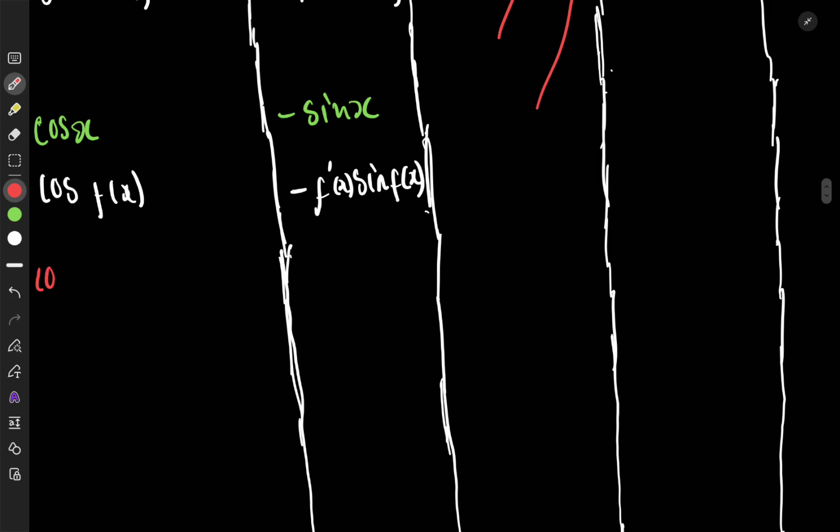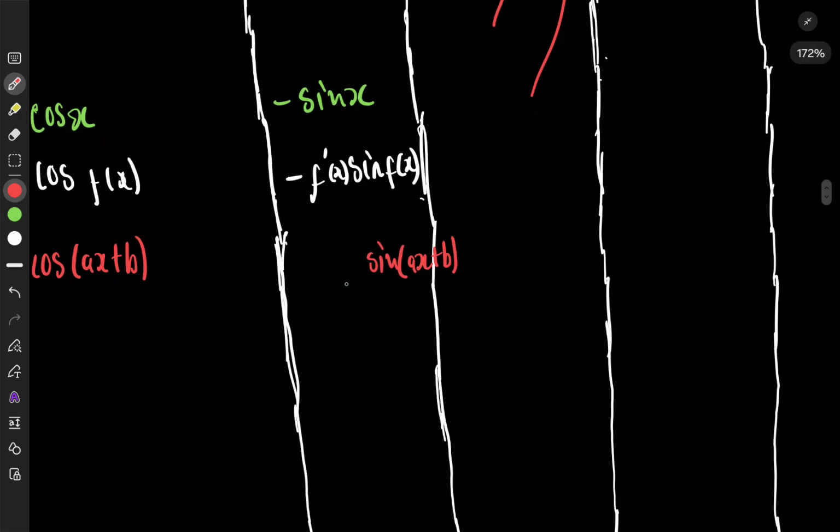Now, what about if it is cos of ax plus b, okay? We know that the derivative of cos is negative sine, so it is negative sine ax plus b. That's the derivative of the outside. Then we differentiate the inside. It's a composite function. The derivative of ax plus b is a. So it is negative a sine ax plus b.